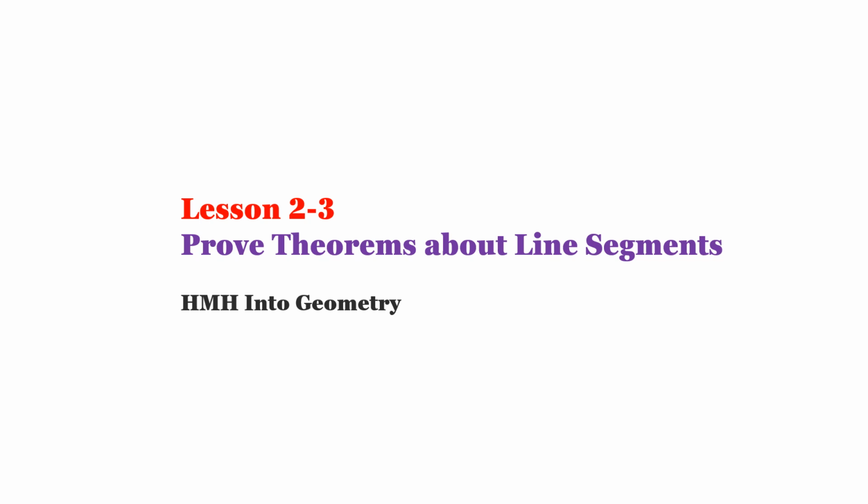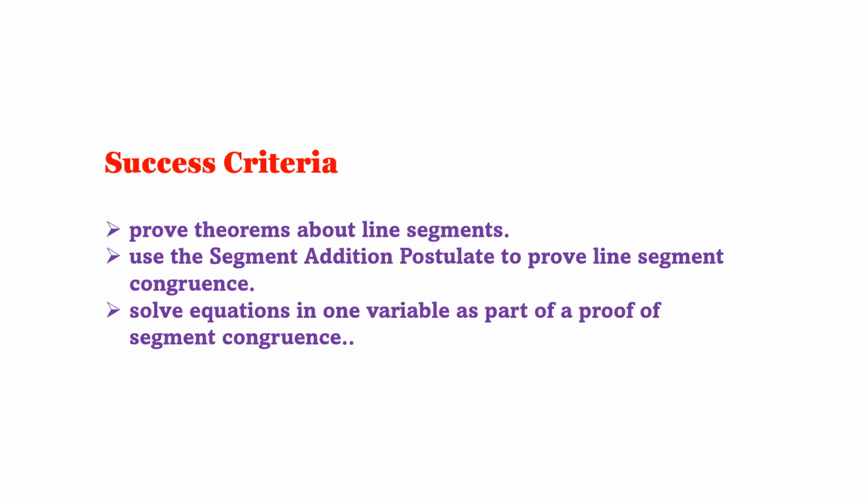This is the lesson about proving the theorems about line segments from HMH Into Geometry. Our success criteria is to prove the theorems about line segments, use the segment addition postulate to prove line segment congruence, and also solve equations in one variable as a part of a proof of segment congruence.